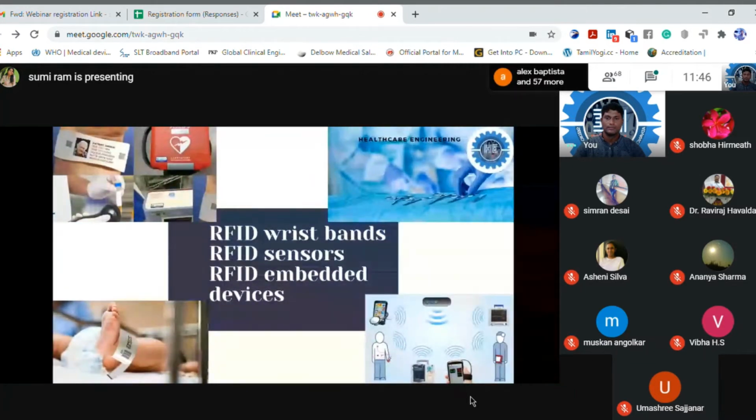The next one is the RFID sensor. These sensors are used in surgical instruments to keep track of them, and this prevents a serious issue where a device has been accidentally left inside a patient's body during surgery. So for this purpose, RFID sensors are being embedded in surgical instruments.